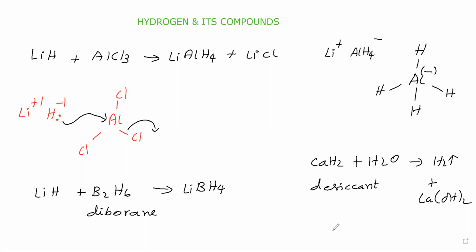Then we'll see about some binary hydrides. Hydride means the compound must contain hydrogen. Binary means two different elements should be present. Which two elements are present? Take sodium hydride: two different elements are present. CaH2, calcium 1, hydrogen 1, two different elements present.